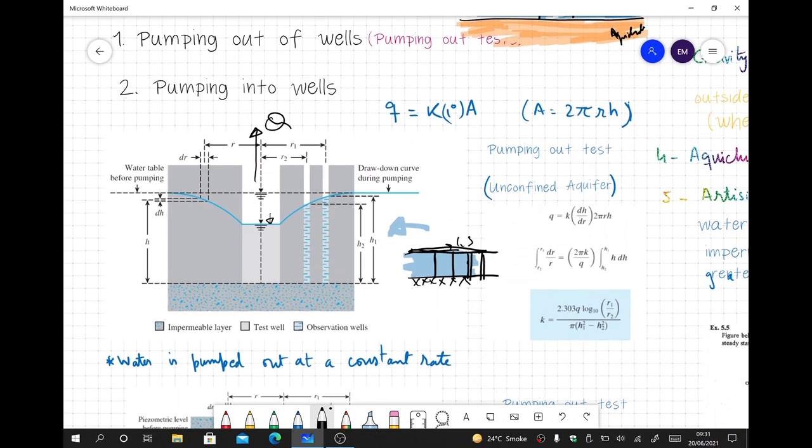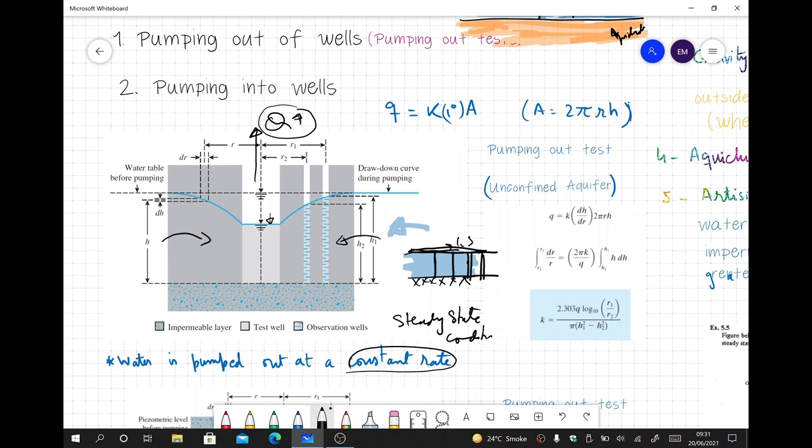So water is pumped out at a constant rate, and we keep doing it until we have reached a steady state condition. And what is a steady state condition? In a steady state condition, the rate of outflow, that is the discharge being pumped out, is equal to the inflow of water from the surroundings.